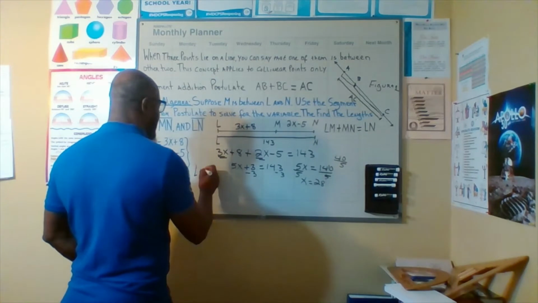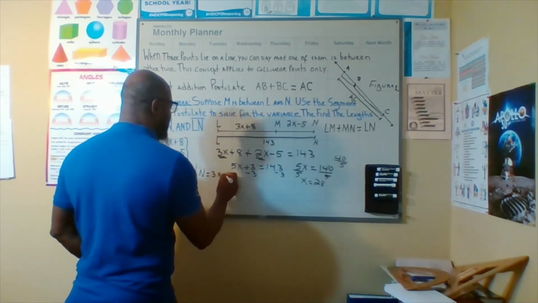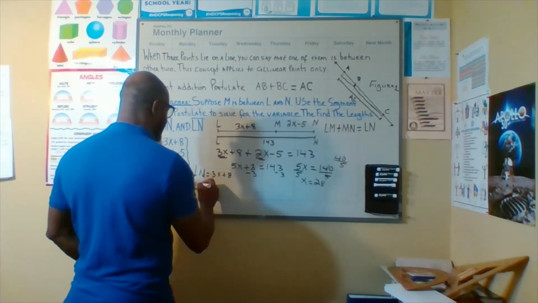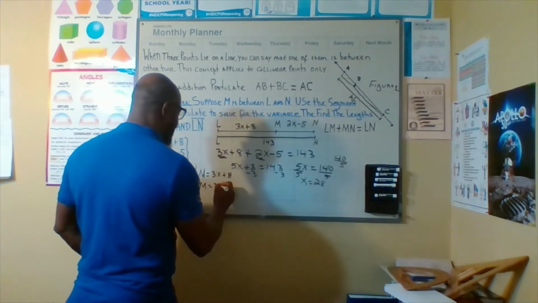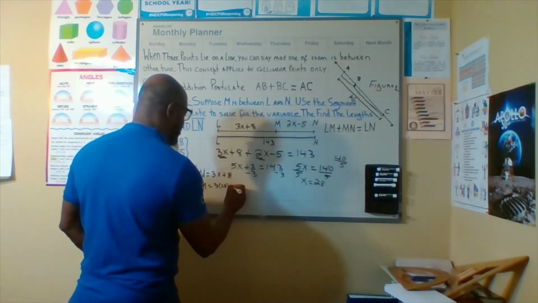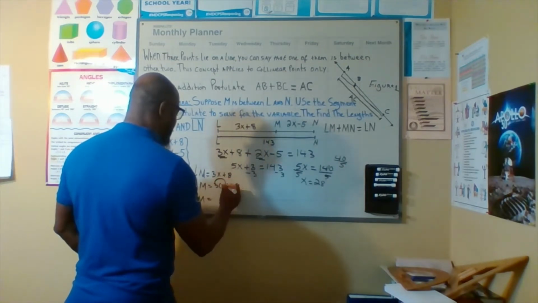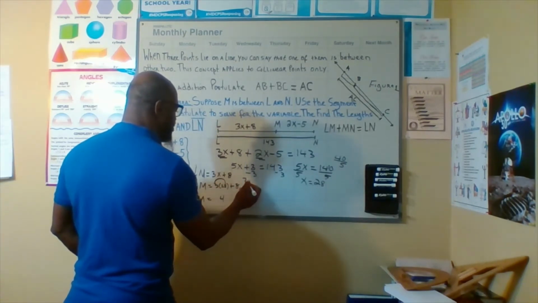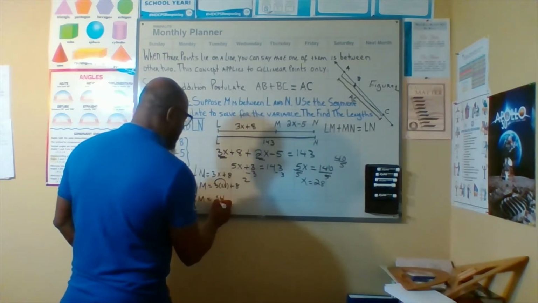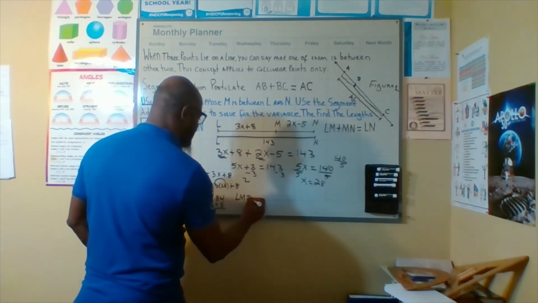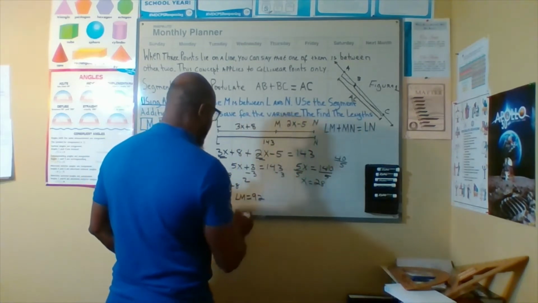You'll have LM equal 3x plus 8. Substitute. LM is 3 times 28 plus 8. 3 times 8 is 24, carry 2. 3 times 2 is 6 plus 2 is 8, plus 8. LM is 92. All right, LM is 92.